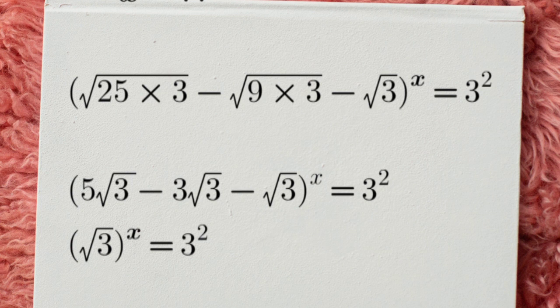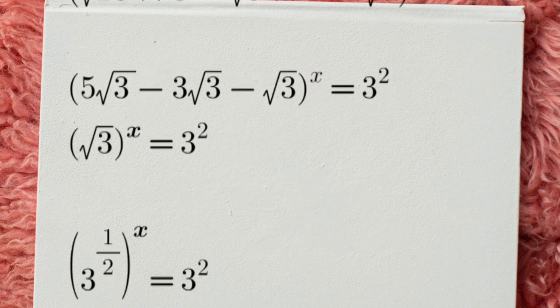So the left hand side is going to give us square root of 3, that is after subtracting. We have square root of 3 all raised to the power of x is equal to, then on the right hand side we still have our 3 raised to the power of 2. Now our square root can be written as raised to the power of 1 over 2. It's actually a law in indices. So we have 3 raised to the power of 1 over 2, all raised to the power of x, is equal to 3 raised to the power of 2.